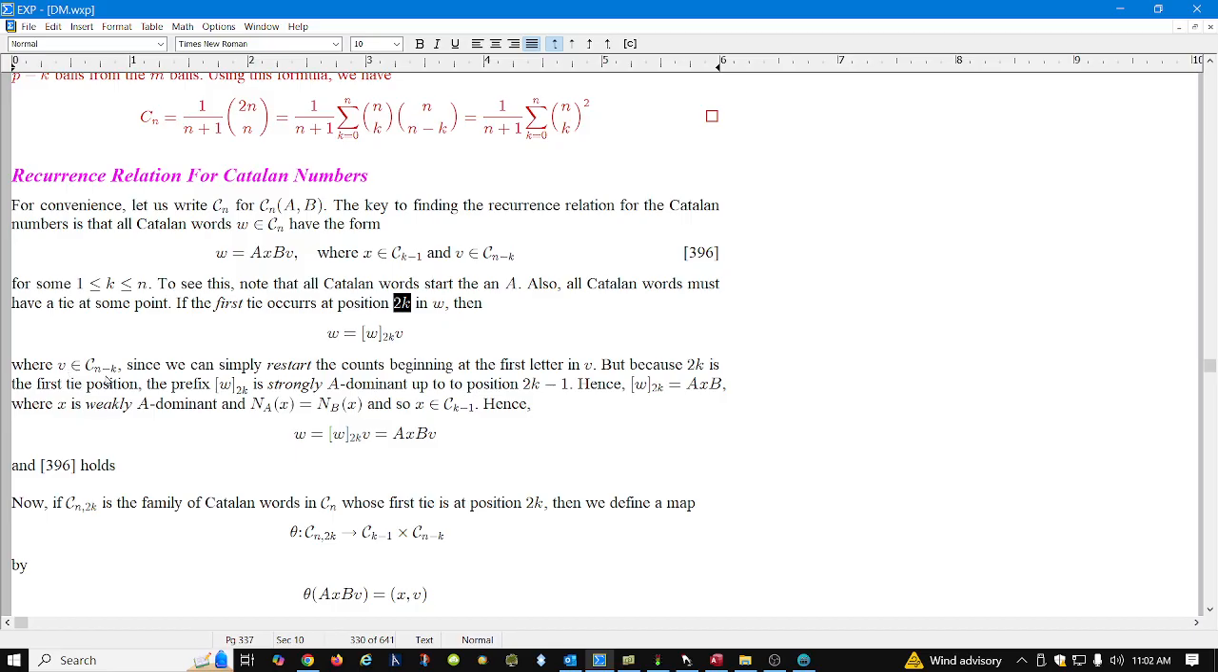And V is a Catalan word in Cn-k because, in effect, if we start at the first letter in V, we're restarting the counts because there are an equal number of A's and B's in the prefix. So we just reset that to 0 and then start counting from the first character in V.